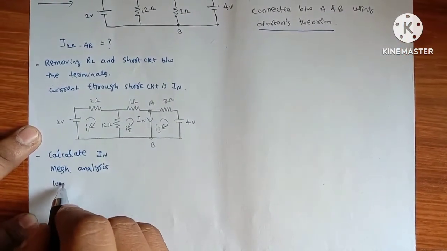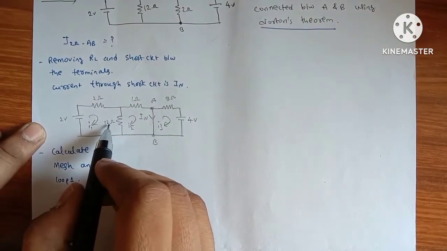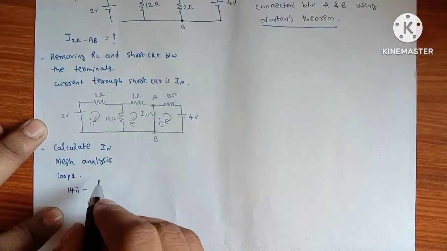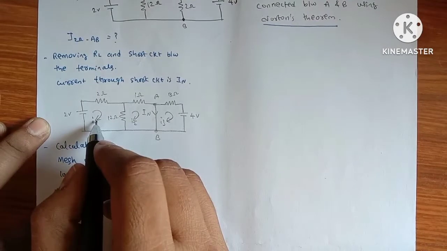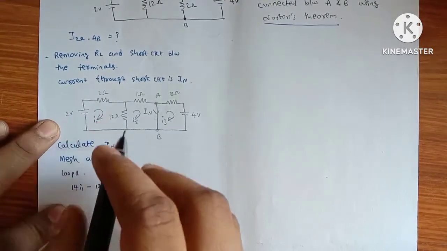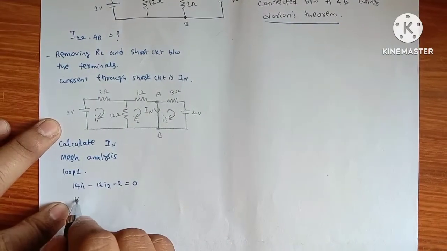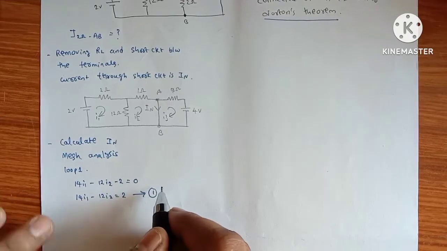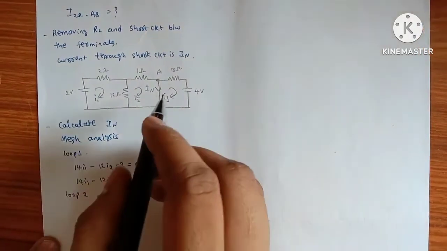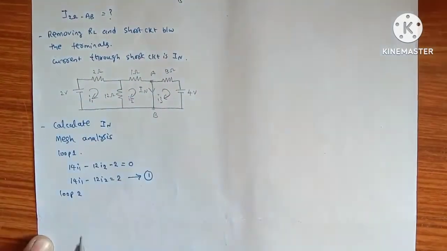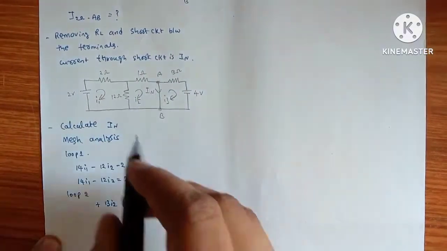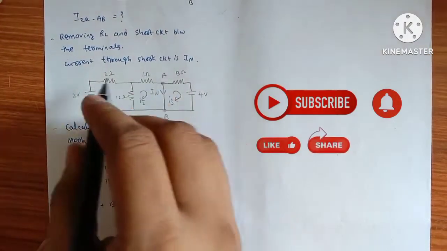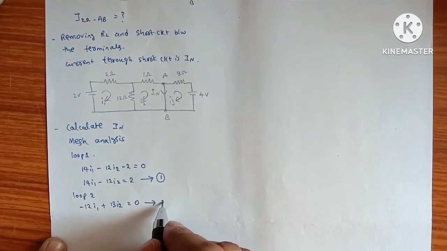Writing loop equations, in loop 1: 2 plus 12 which is 14 I1, minus 12 I2, since I2 affects I1 through the 12 ohms resistor. Here I1 touches the first negative terminal of the 2 volts, so minus 2 equals 0. So 14 I1 minus 12 I2 equals 2. Consider this as equation 1. From loop 2: 1 plus 12 which is 13 I2, and I1 affects I2 through the 12 ohms resistor, so minus 12 I1 equals 0. Consider this as equation 2.